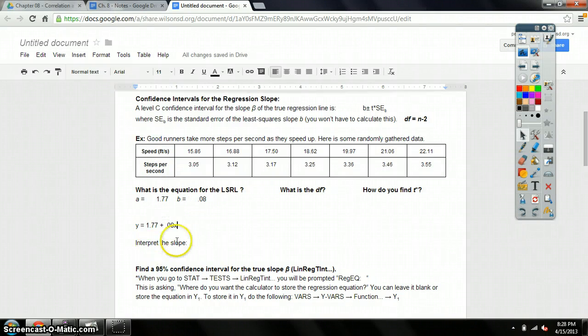Okay, so to interpret the slope, we'd have 0.08. So 0.08 in this problem is telling us that for every additional foot per second, we would take an additional 0.08 steps per second. Okay, so that's what our slope is telling us in this problem here.